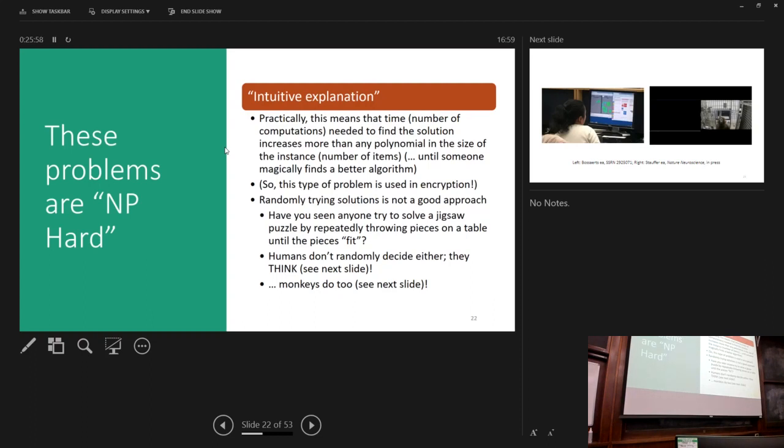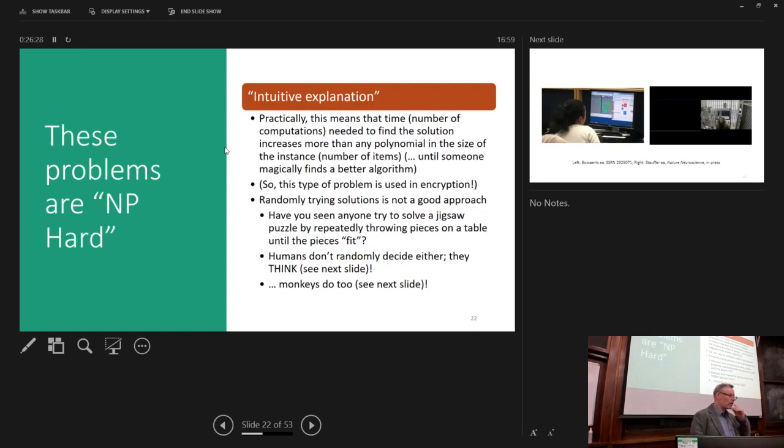I'm going to give you an intuitive explanation, and I apologize to those people who actually understand these problems. Practically it means that the number of computations that you need to find a solution increases more than a polynomial in the size of the instance. And what's the size of the instance? It's the number of items, or when you have to deliver pizzas, the number of clients you have to deliver to. Right? And I put in parentheses, until someone magically finds a better algorithm.